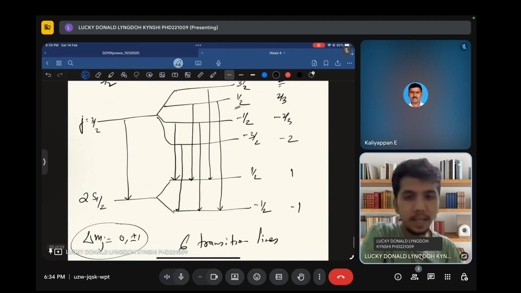In the next class, I'll be finishing one more problem from the week 4 assignment, which is still left, and I'll also be taking the week 5 assignment. So I think today I will stop here.